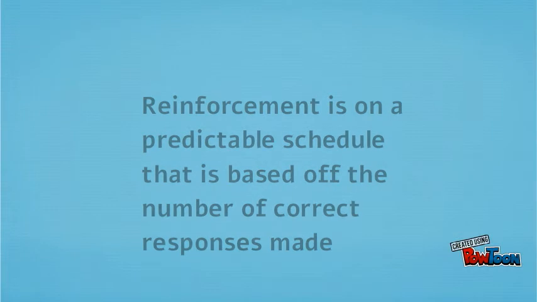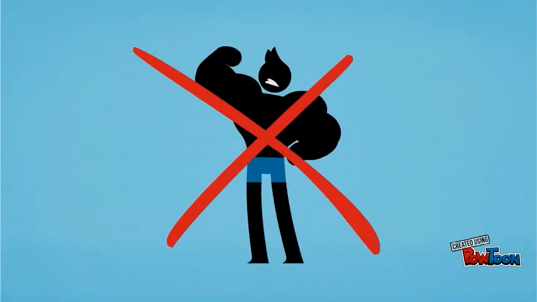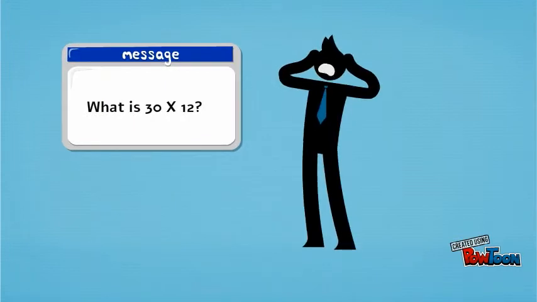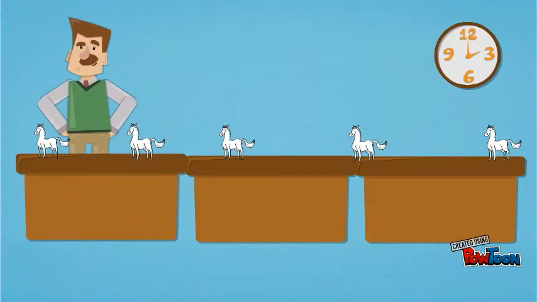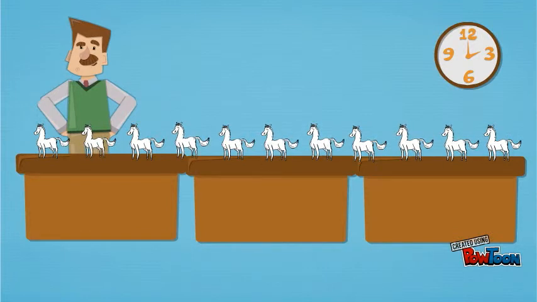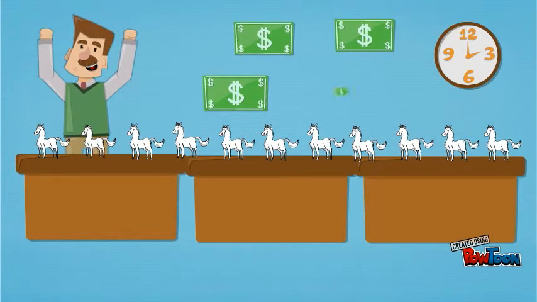Think of it this way. Fixed means not moving or changing, and a predictable schedule does not change. Likewise, ratios deal with numbers like in math, so every time there is a ratio schedule, it is referring to the number of responses made. For example, Randy works in a factory building toy horses. For every 10 horses he makes, he receives $1,000.